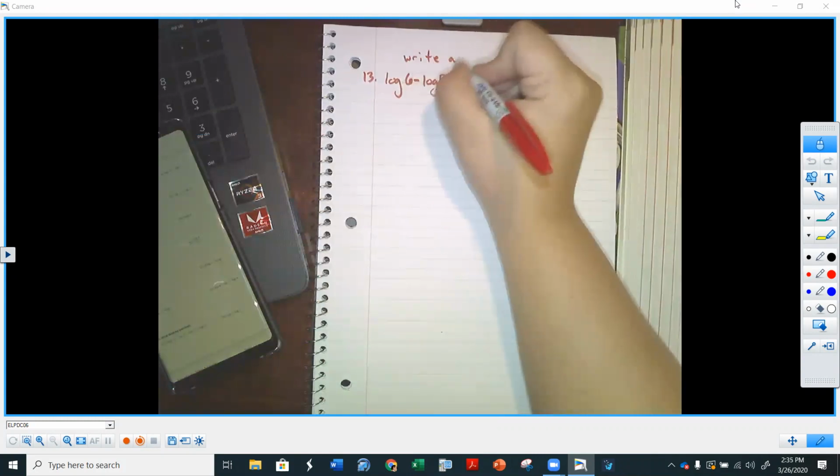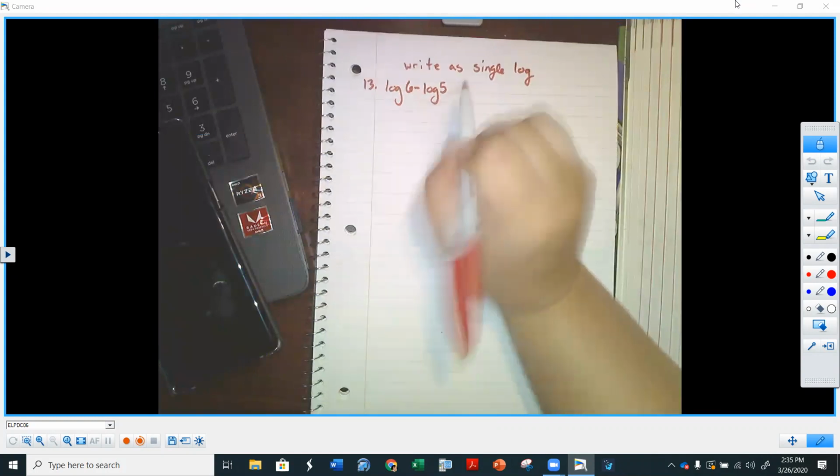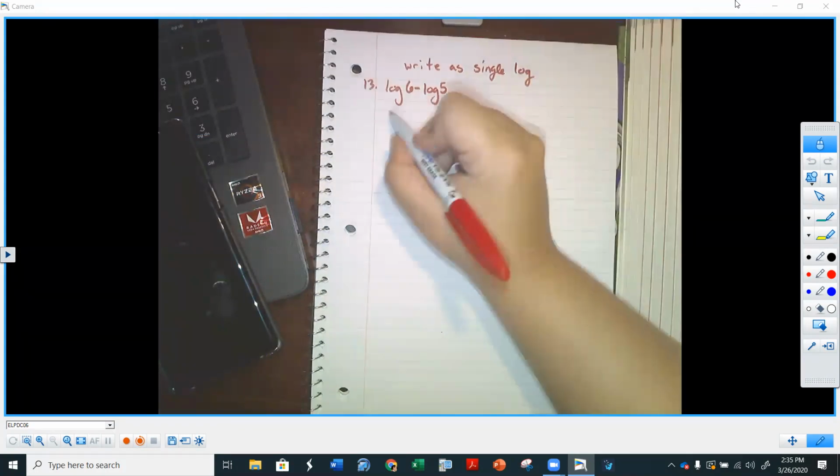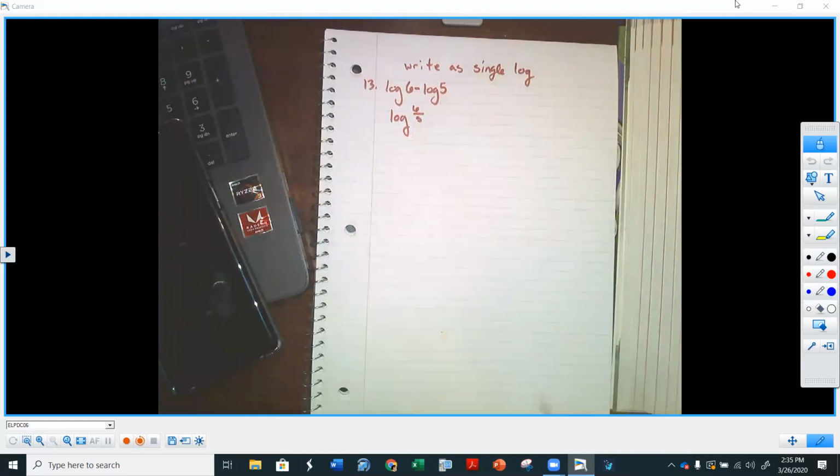Okay, so this first question that we have is log 6 minus log 5. When it says to write as a single logarithm, which all your directions will say, I'm just going to write log instead of logarithm. This subtraction, this difference, is going to go to division. So that's going to look like log 6 divided by 5. Again, whatever base you have, you keep the same base the whole time.